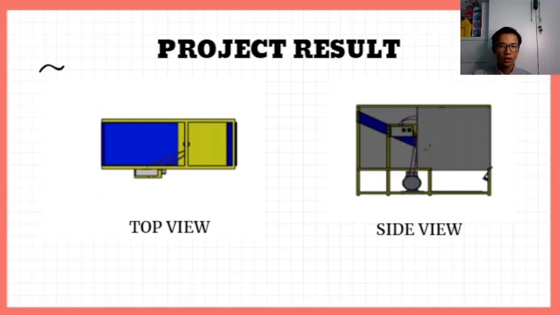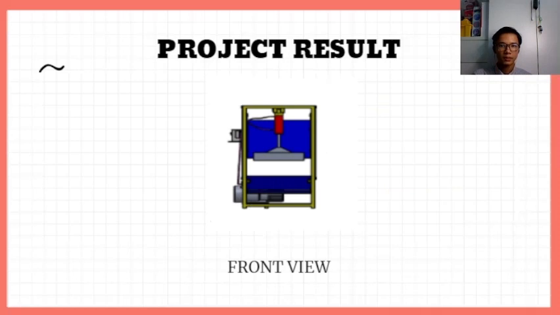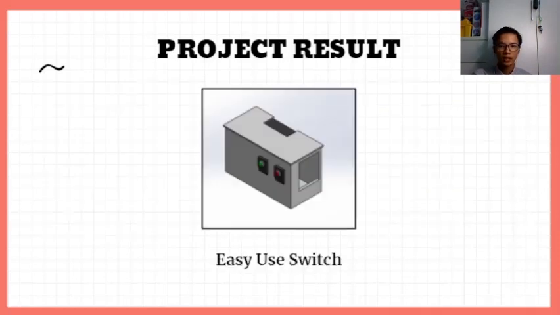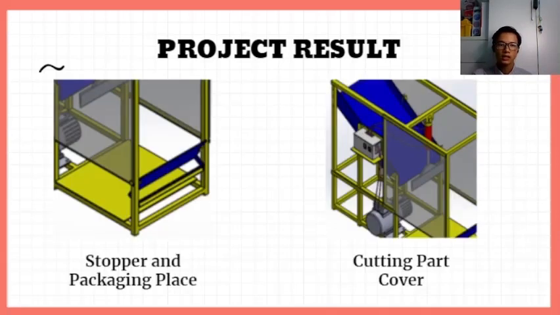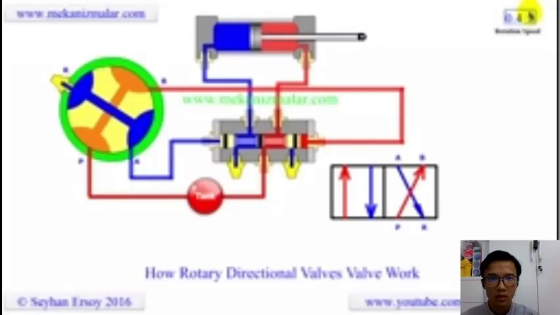Next, we talk about the project result. This is the top view and the side view. We can see the grayish part is our protective cover. Next is the front view. This is our switch box, and then the stopper, and the packaging place, which is the yellow plate, and then the cutting parts cover.